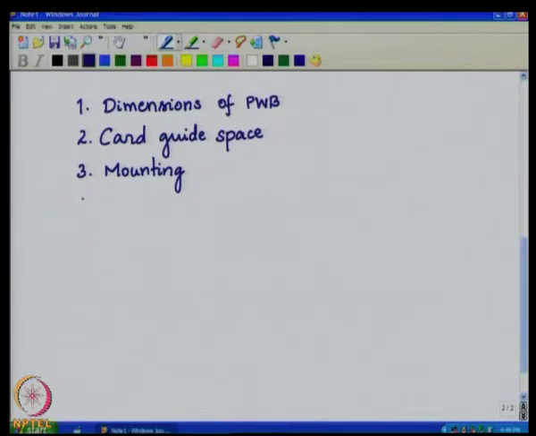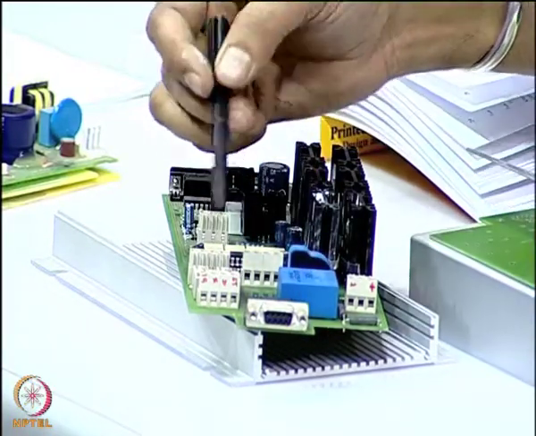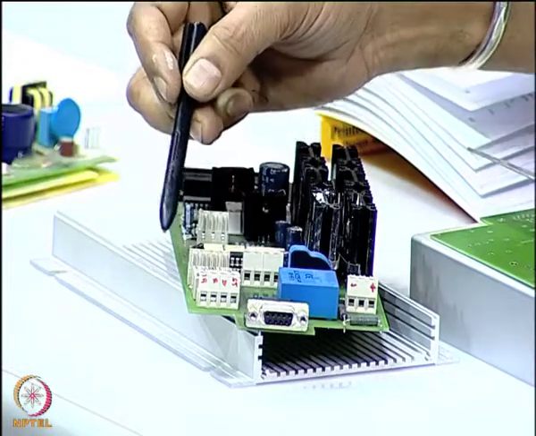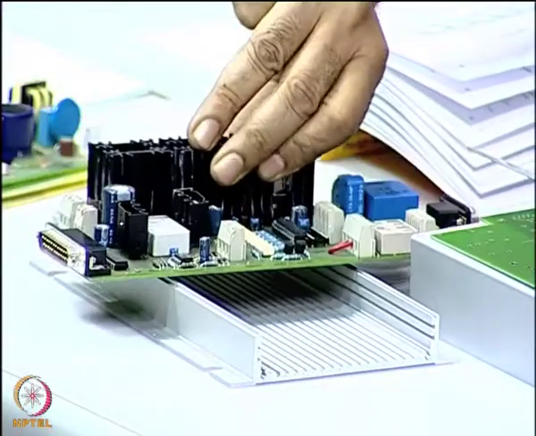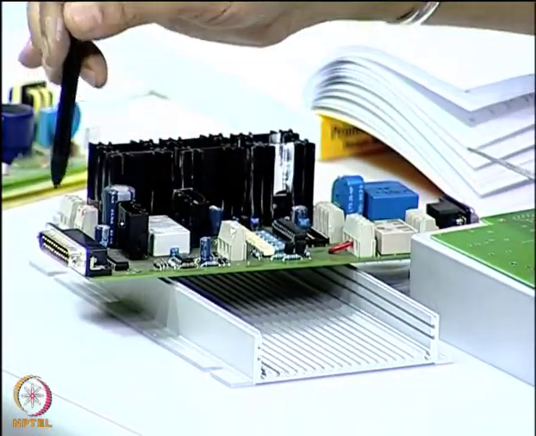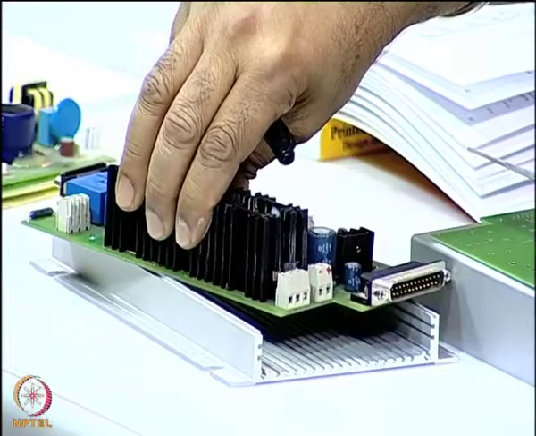And then the fourth point is the connectors. You should take care of the position of the connectors right at the beginning. Look at these. You see the connectors here, the D-type connector and a few terminal mount connectors, and you have connectors on this side. Look at the connectors placed here. You have another D-type connector.